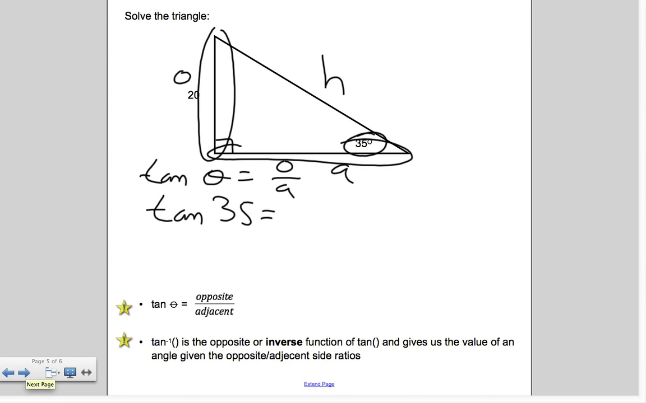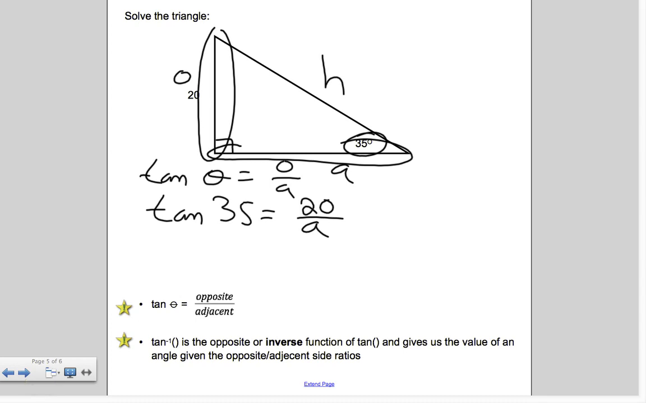What's the opposite side? What's the length of the opposite side? 20. And then what's the length of our adjacent side? A, we don't know. H is not A, it's adjacent. You solve for adjacent.